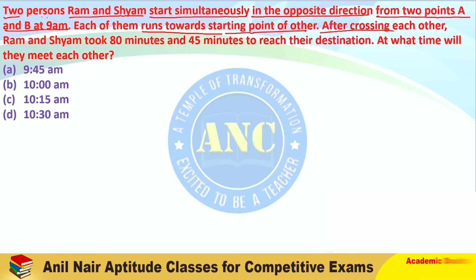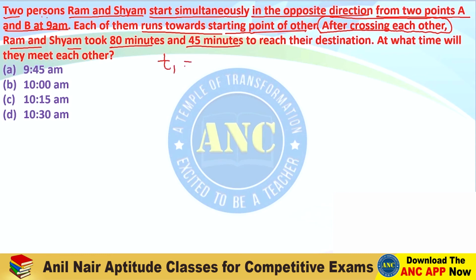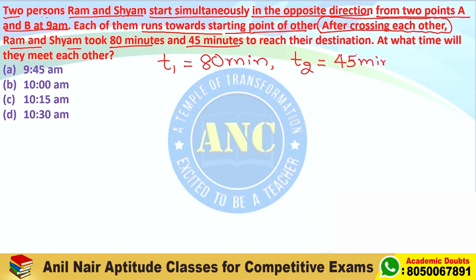Now, after crossing each other, the most important statement once again came for us. After crossing each other, Ram took 80 minutes and Shyam took 45 minutes to reach their destinations. That means very clearly the values of T1 and T2 are given in the question as 80 minutes and 45 minutes. T1 value is 80 minutes. T1 and T2 are the times taken by Ram and Shyam to reach their respective destinations after meeting or after crossing each other. So we came to know the values of T1 and T2.